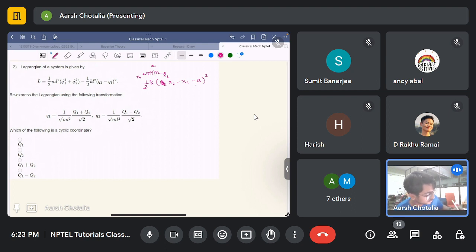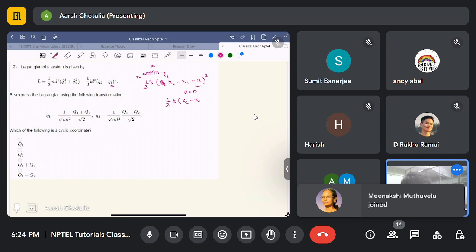So here we don't have any A, which means its natural length is 0. So it's just a spring without any natural length. By whatever amount you extend, that is your energy. So when A is equal to 0, it becomes half K (x2 minus x1) square. And then we have normalized it with respect to L.